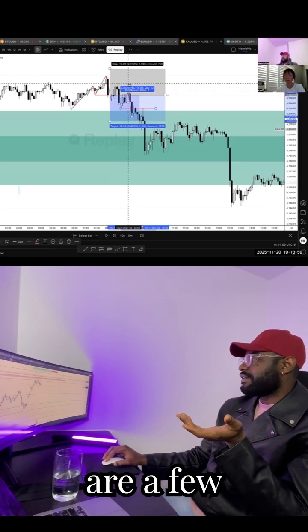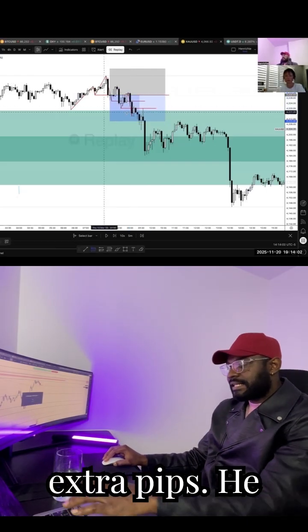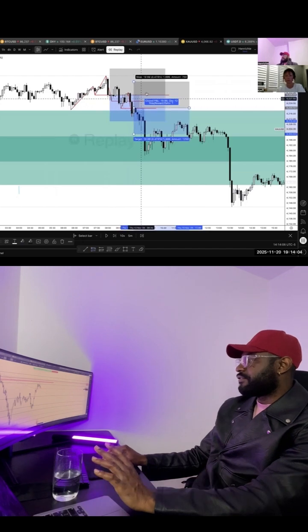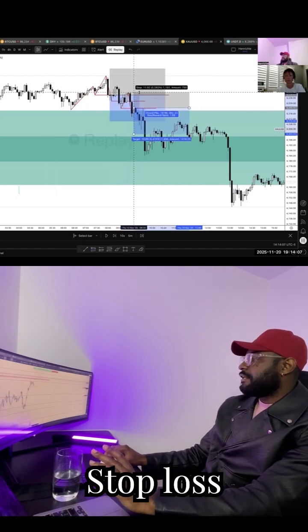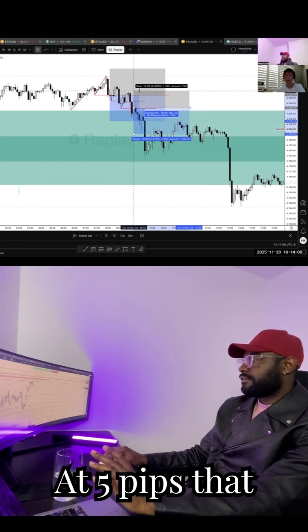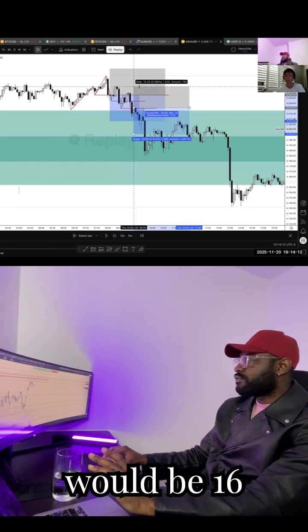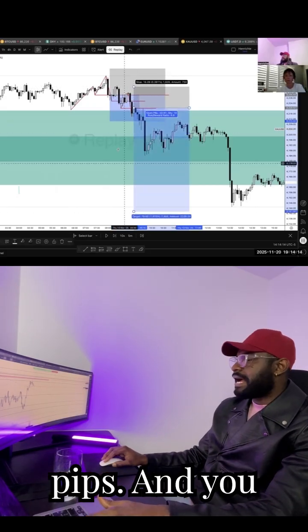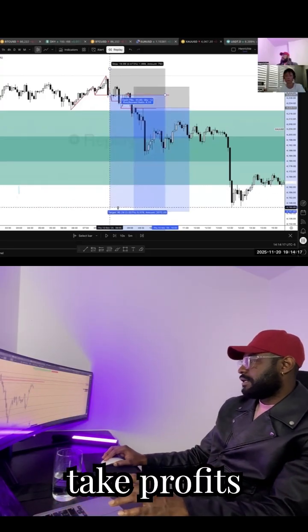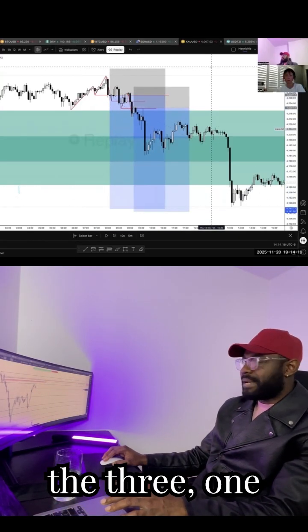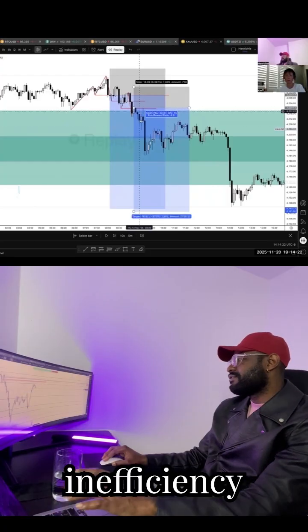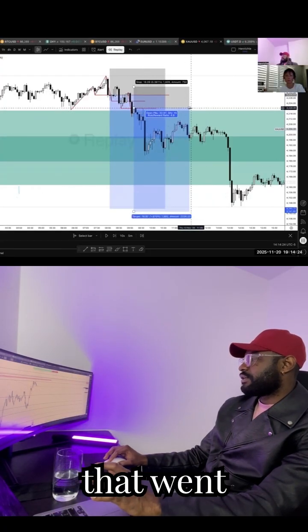Stop loss above here, add a few extra pips. Here would have been your second entry. Stop loss here, 11 pips, add 5 pips. That would be 16 pips. And you can take your take profits, could be 1:3, 1:4, target an inefficiency. And price went straight to that, went straight and delivered.